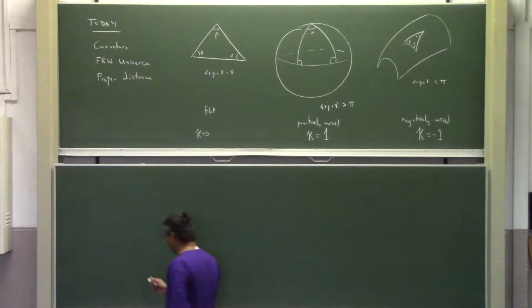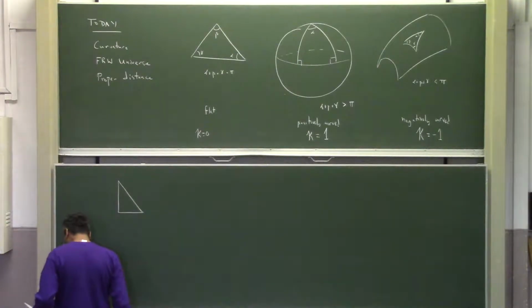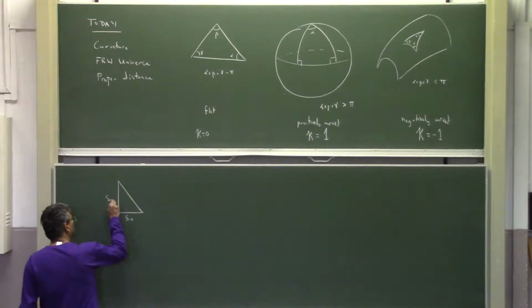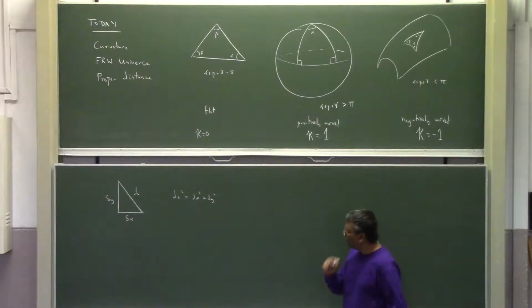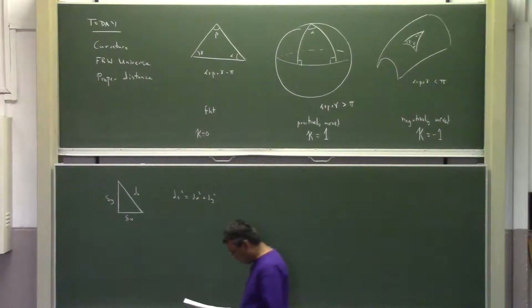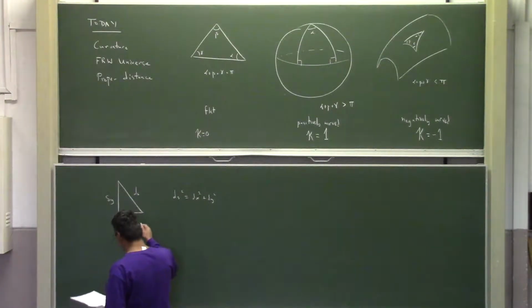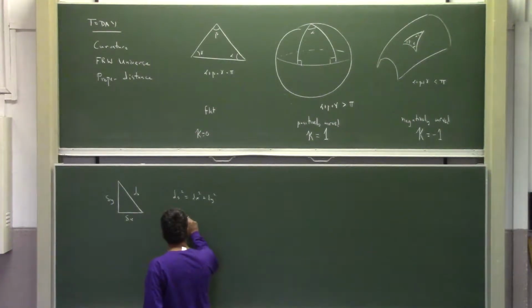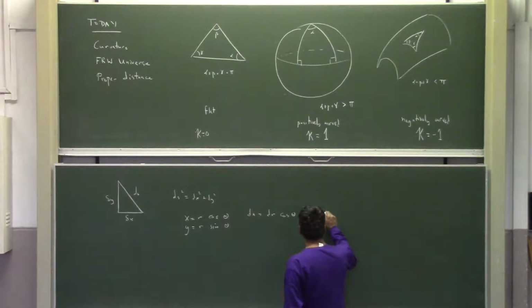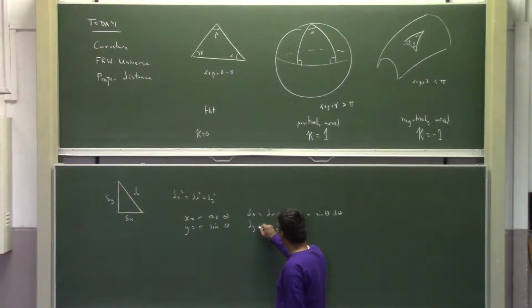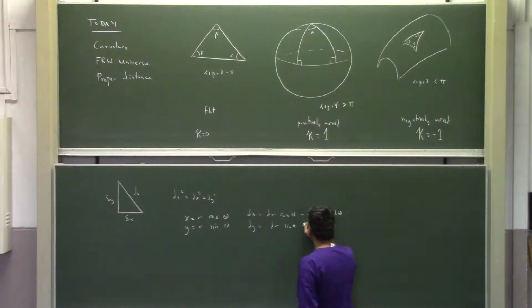So you'll remember as well from plane geometry, the Pythagorean theorem: we have delta x, delta y, and ds squared is going to be equal to dx squared plus dy squared. So if we're looking in circumpolar coordinates, x will equal r cosine theta, and y will equal r sine theta. So dx is dr cosine theta minus r sine theta d theta, and dy is dr sine theta plus r cosine theta d theta.